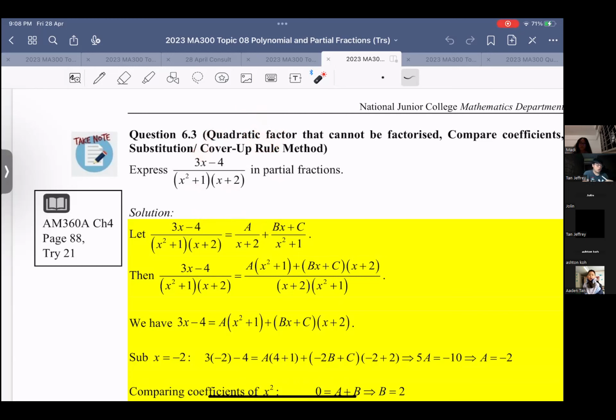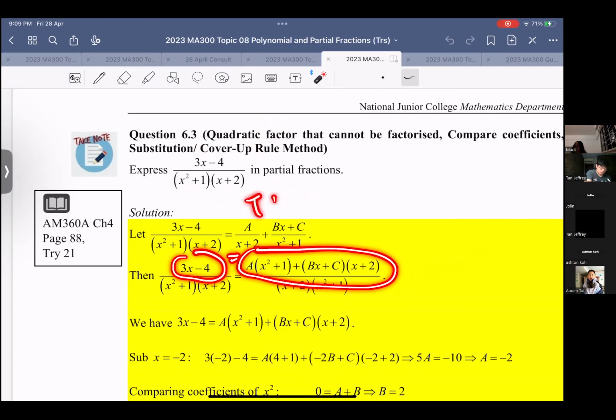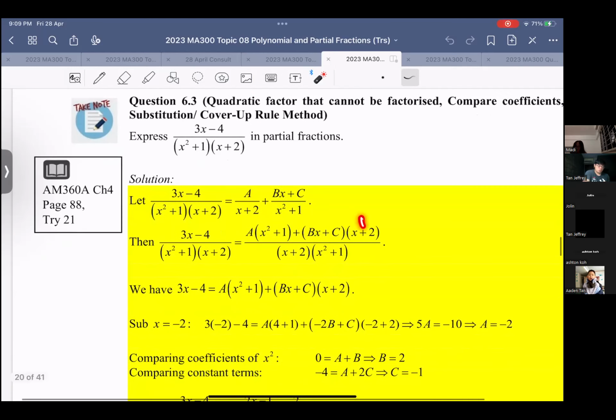After which I will split it using my memory work into the two linear forms. Is that okay with you? After that, I combine into one fraction, whether I combine the one fraction or common denominator. Then I will equate my left to my right. This part is just like topic 8, part 1. I'm just comparing the coefficients. From here, I can substitute x equals -2, I can compare the coefficient of x squared. I can get my ABCs out.